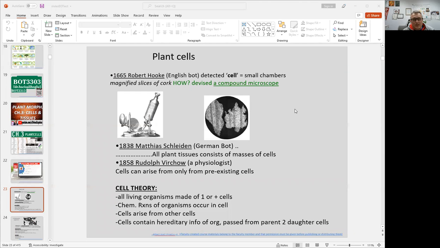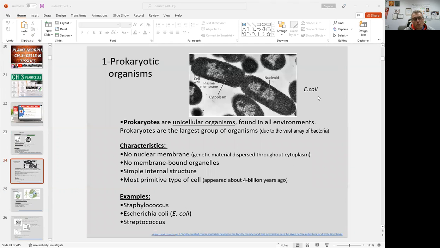Many biologists worked on this, and today we have a cell theory, which consists of: all living organisms are made of one or more cells. Chemical reactions of organisms occur in a cell. Cells arise from other cells. The cells contain hereditary information, and they pass it from parent to the other cells. We call this cell theory.